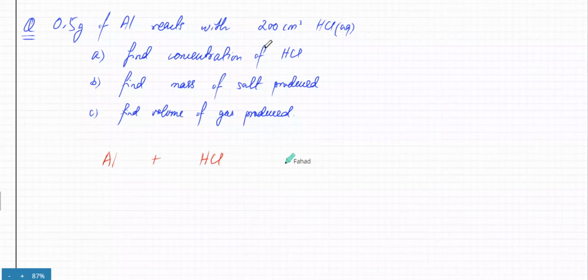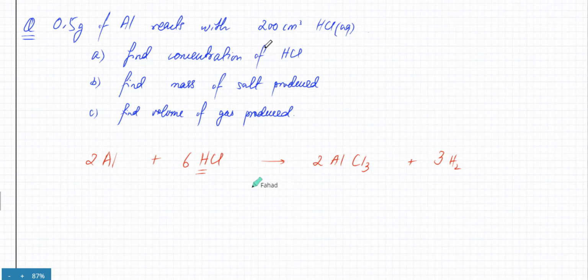So then you would have to balance this: two aluminiums, 6 Cls, 3 hydrogens. Okay, so this equation is balanced. Now you have made the equation. Now remember, equation में जो ratio है ना, that's the ratio of moles. Okay, it's not the ratio of mass. 2:6, 2:3 जो है ना, that's the ratio of moles. Not the ratio of mass, not the ratio of any other thing.